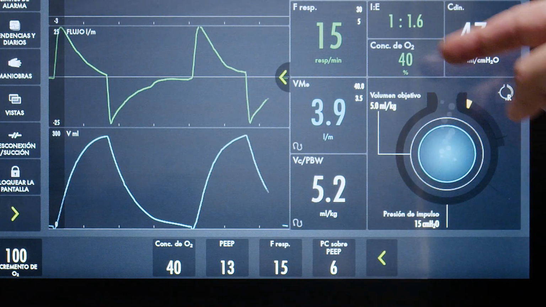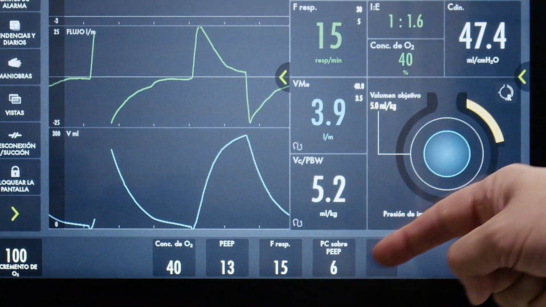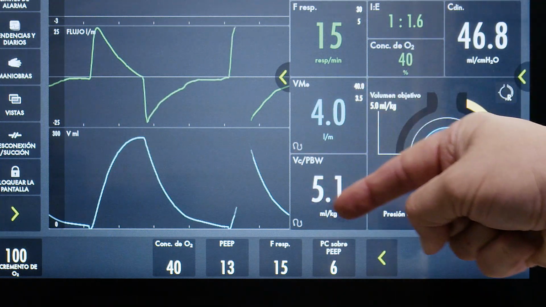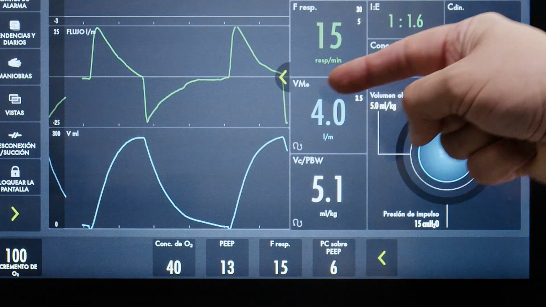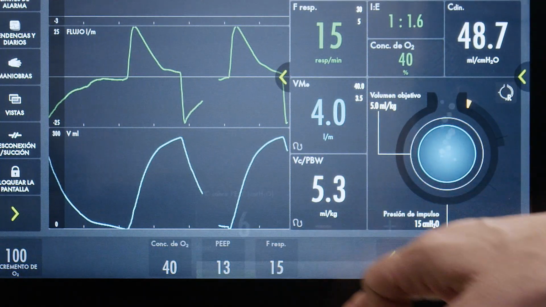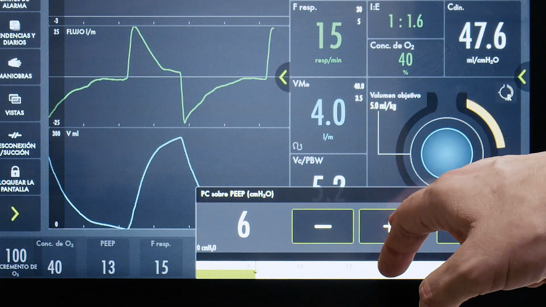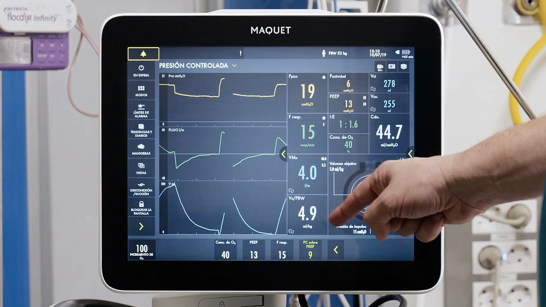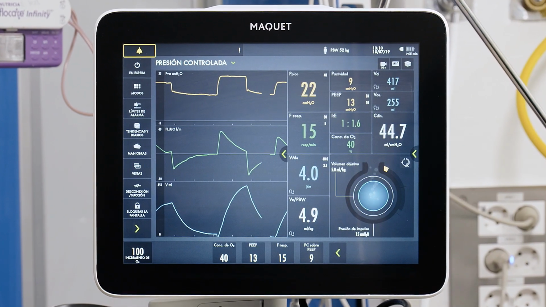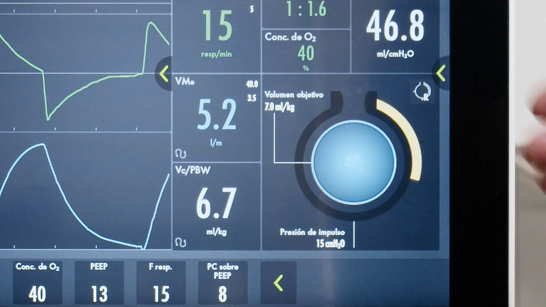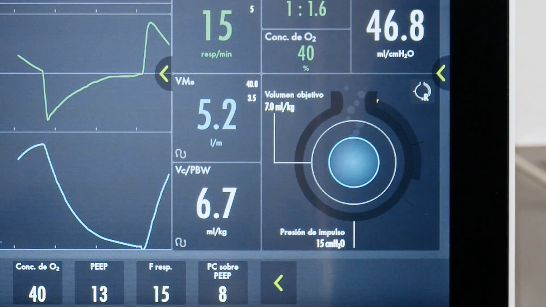And now we need to pay attention to the minute volume, because 6 centimeters of water driving pressure is probably too low. We would like to maintain a tidal volume of 6 to 7 mL per kilogram body weight, so we can increase the level of pressure control to 9 in order to regain sufficient alveolar ventilation and tidal volume. Now this compass indicates that we are ventilating the patient with lung protective settings.